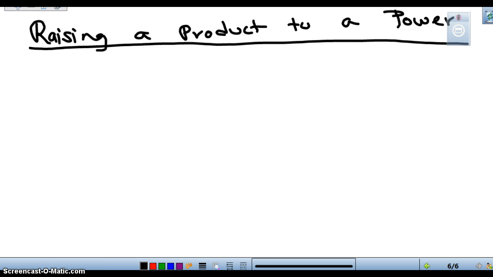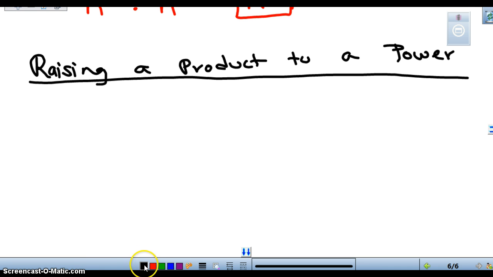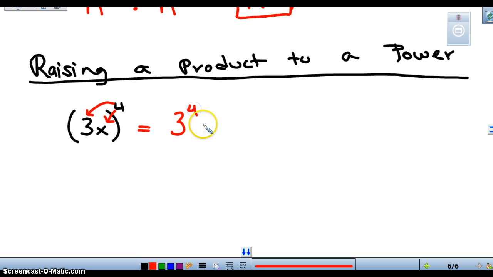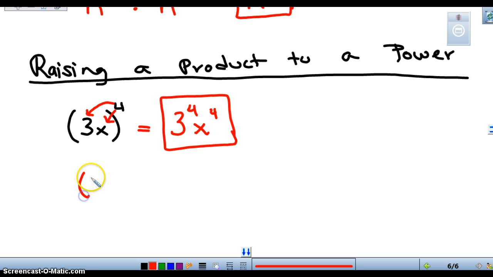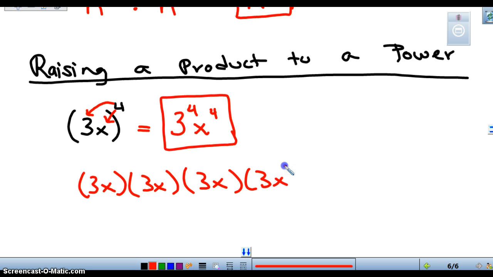Raising a product to a power. Let's say we have 3x, which is the product, raised to the 4th power. What we have to do here is distribute this exponent. This is equal to 3 to the 4th power, x to the 4th power. Why is this true? Because this means the same thing as saying 3x times 3x times 3x times 3x.